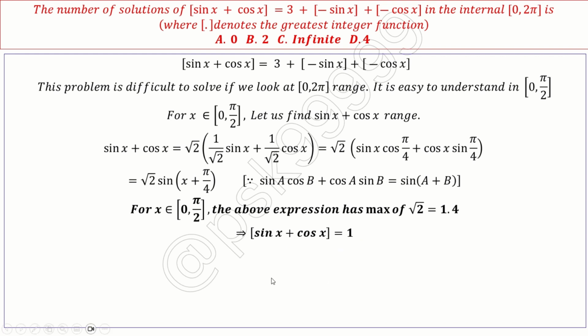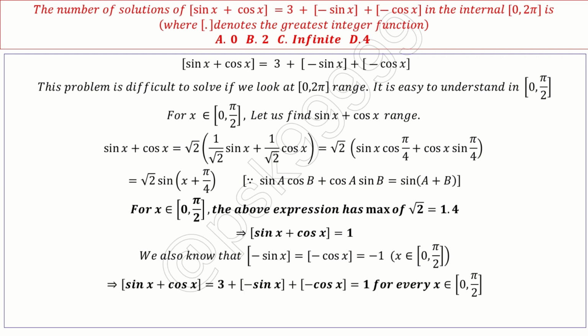Now look at the right-hand side. The greatest integer function of minus sin x and of minus cos x is always minus 1 in the range 0 to pi by 2, because you will never get more than 1 here. So it is always a negative value, negative 0 point something, which makes the greatest integer function minus 1.